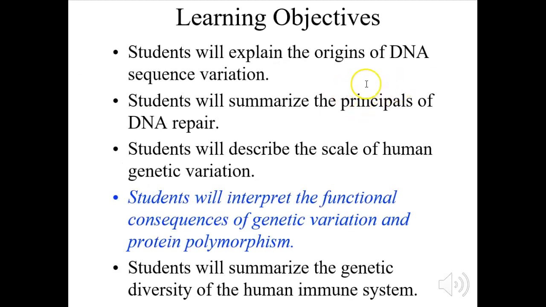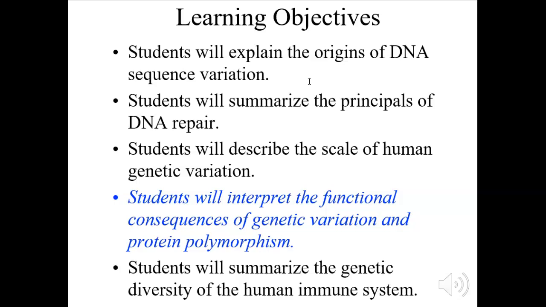So we're going to talk about the origins of where this variation exists. We all do have some variation, and some of that variation in key spots does create polymorphic proteins, or proteins that exist in several different versions. And there's a lot of those.